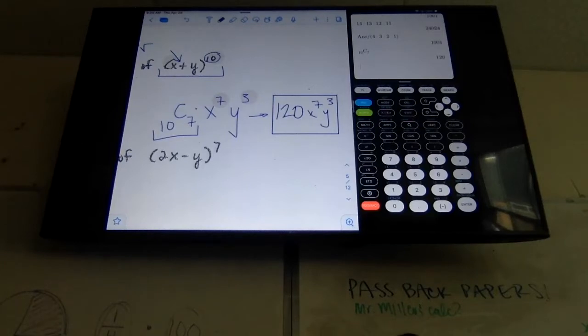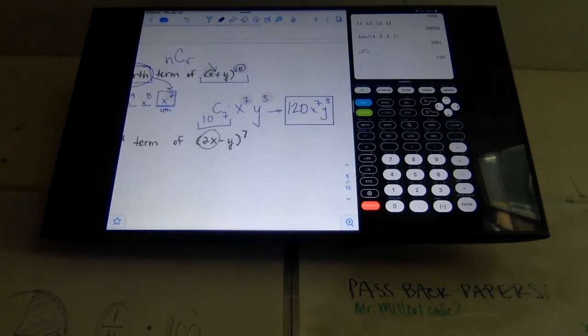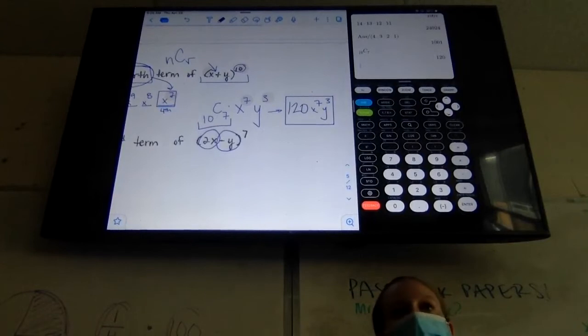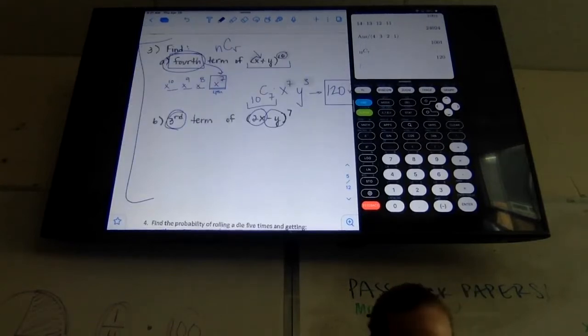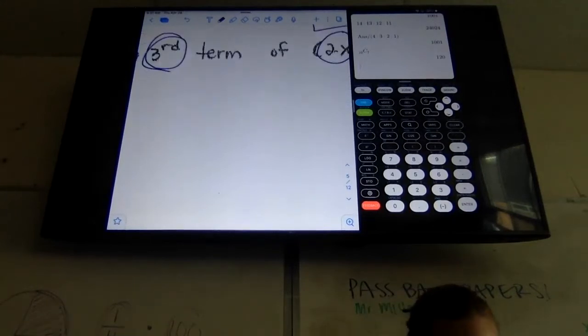All right. Let's do this again, but on the next problem, I actually have coefficients and different numbers with my x's and my y's. So we're going to have to deal with those as we go. You ready? Okay, so now this one says we want to do the 3rd term of (2x minus y) to the 7th. Okay, so I've got to figure out which term I want.